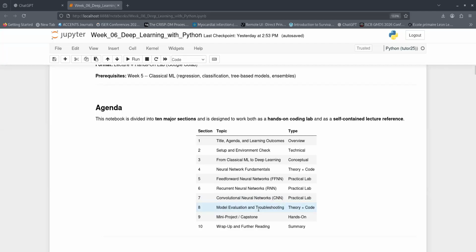And we have the model evaluation and troubleshooting. This is theory plus code and the mini projects. At the end, there will be a wrap up and further reading. So we are just going to take points 1 to 5, then go to 8, the model evaluation for the 5, and then the mini project, wrap up and further reading.